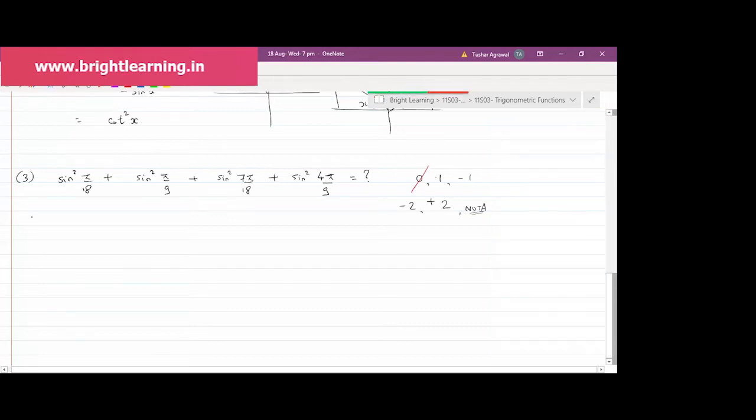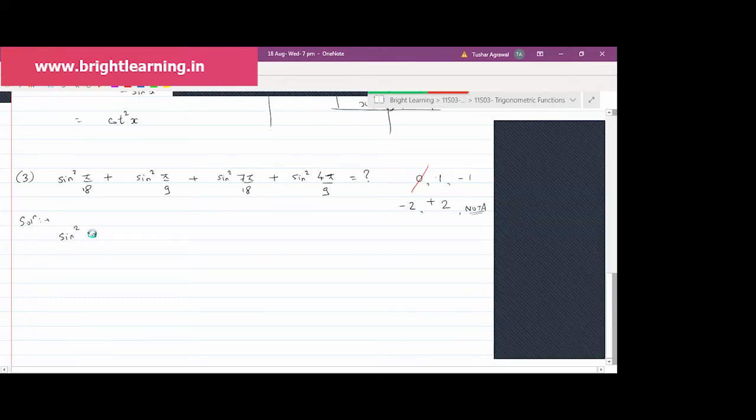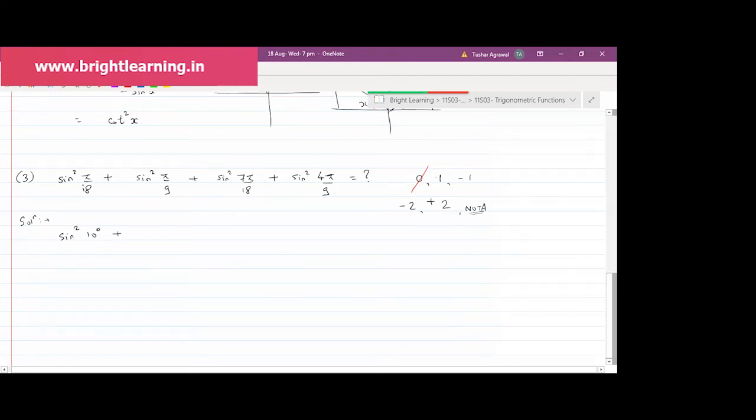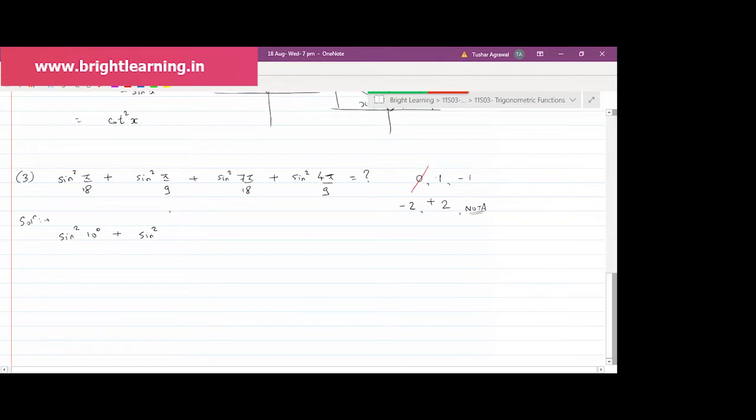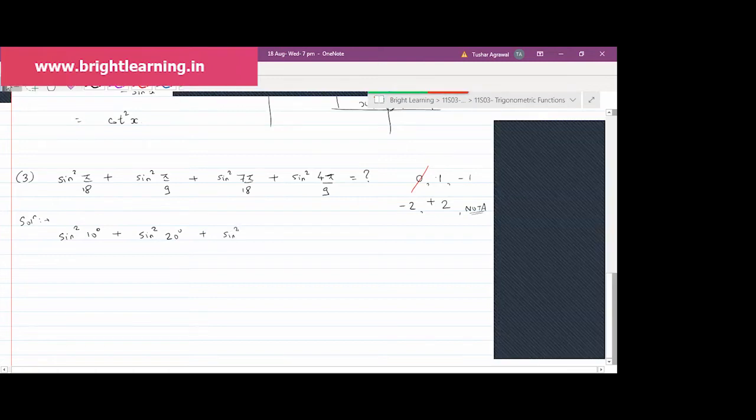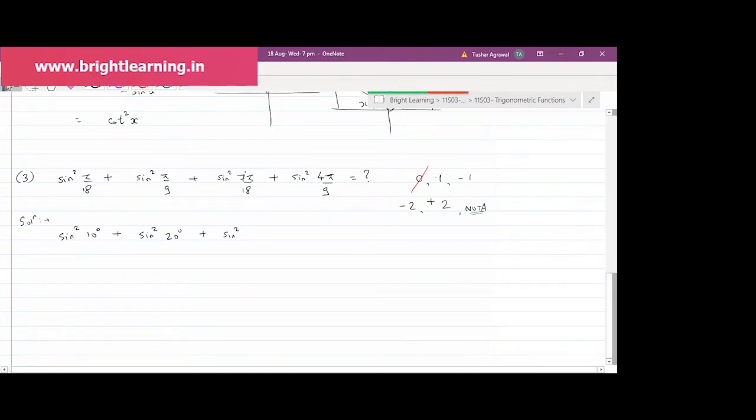One minus two. Okay, come on, students. Just one minute, this sum was sine square pi by 18. Sine square pi by 18 is actually what? Sine square 10 degrees. Pi by 18 is what? Pi is 180 degrees, 180 upon 18 is 10 degrees. Second, sine square pi by 9. 180 upon 9 is 20 degrees. Sine square 7 pi by 18. So pi upon 18 is 10 degrees, correct? 7 into 10 is 70 degrees.